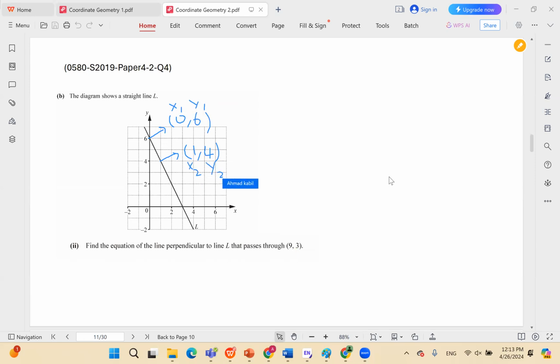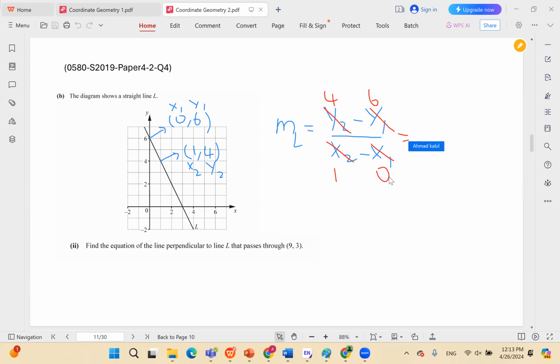So the gradient, or the slope of L, equals y2 minus y1 over x2 minus x1. We plug in the values, so this will be 4, this will be 6. x2 will be 1, and x1 will be 0. So 4 minus 6 is -2 divided by 1, which is -2. Now to get the perpendicular slope, we switch the sign, so it becomes +2, and we flip the fraction, so it becomes 1 over 2. So the new gradient or slope is half, and the point is (9, 3).